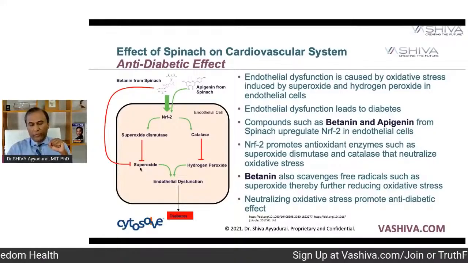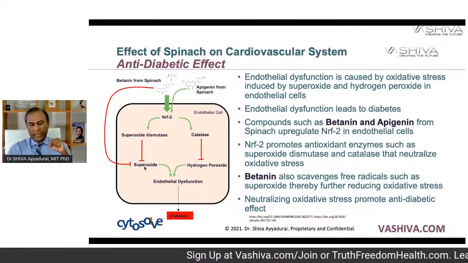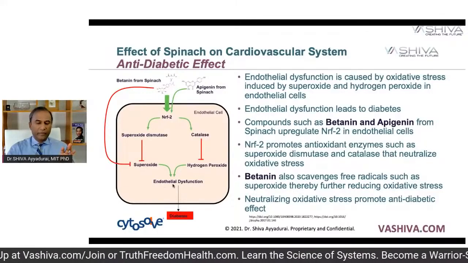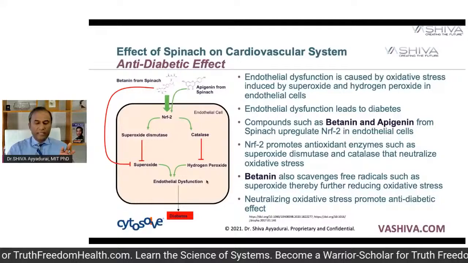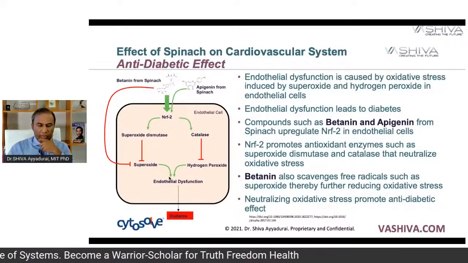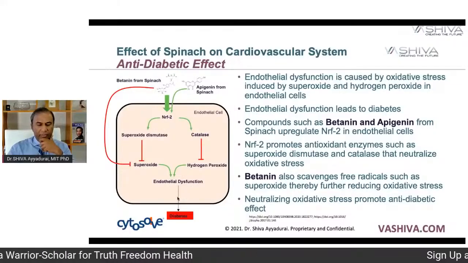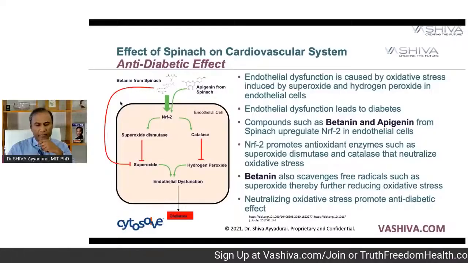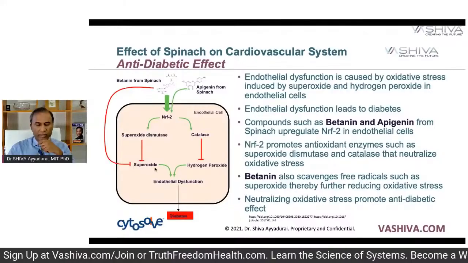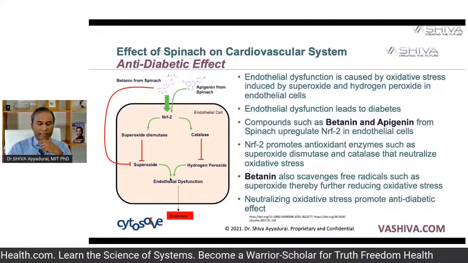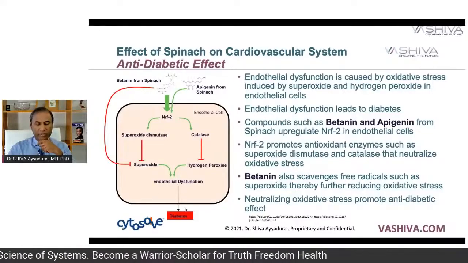But these two oxidizing agents, superoxide and hydrogen peroxide, are not that good for endothelial function, and they will lead to endothelial dysfunction, and endothelial dysfunction leads to diabetes. So what's happening is upstream here, the apigenin, also notice the betanin from spinach, not only goes through the NRF2 pathway, but also goes right to knocking out superoxide. So knocking out the superoxide and the hydrogen peroxide prevents endothelial dysfunction, preventing diabetes.